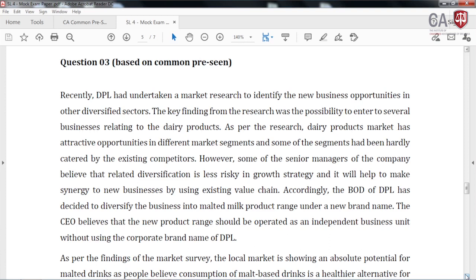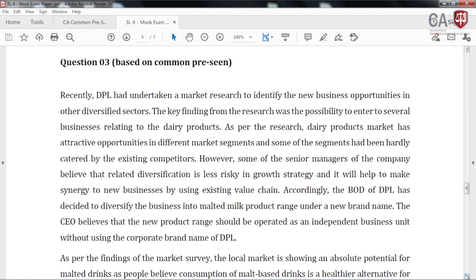Accordingly, the BOD of DPL has decided to diversify the business into a malted milk product range under a new brand name. They have decided to diversify the business into a malted milk product range under a new brand name. The CEO believes that the new product range should be operated as an independent business unit without using the corporate brand name of DPL. So, what about this option? Is it unrelated diversification? No. Is it related diversification? Yes.